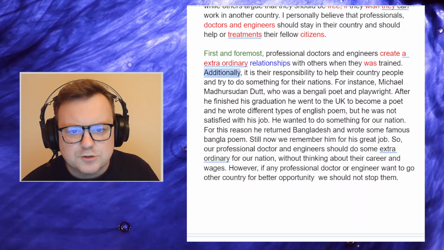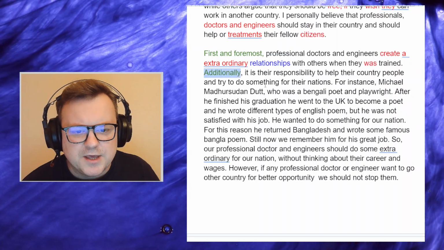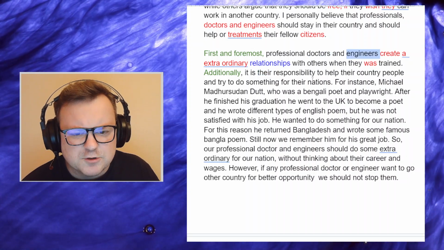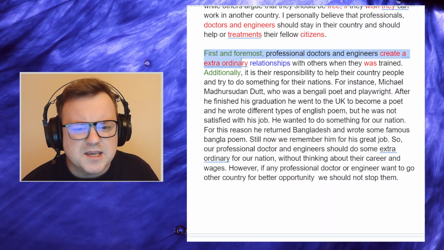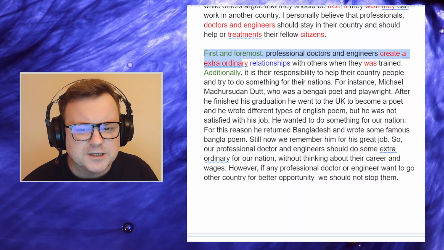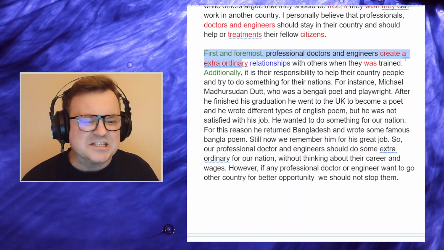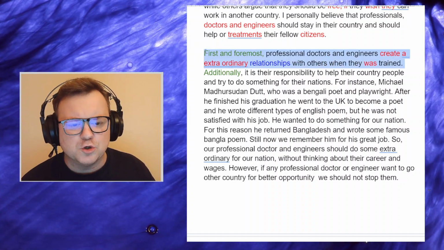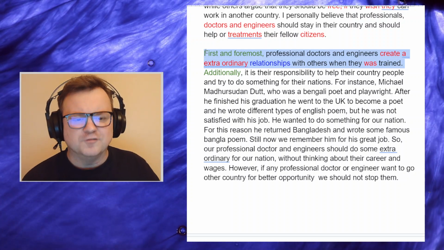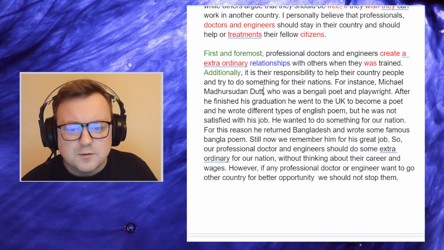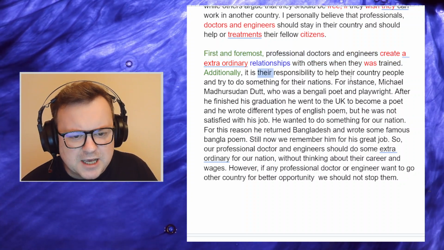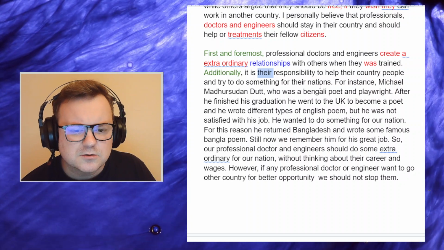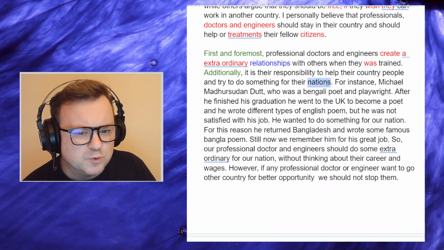Additionally, good signposting language. It is their responsibility. They are talking about doctors and engineers, I guess. It is theirs, but this isn't an argument, by the way. Saying that professional doctors and engineers create extraordinary relationships with others, that isn't an argument, and it doesn't work as a topic sentence. From this topic sentence, I want to know the main idea of this paragraph, the main idea of this argument. But okay, additionally, it is their responsibility to help their country people and try to do something for their nations. Okay, but connected to working, maybe.